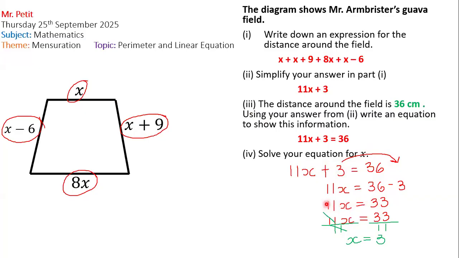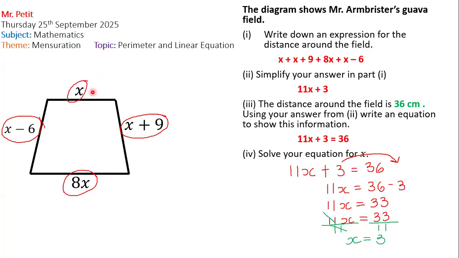We want to get rid of this 11. We just want the x on this side. So we get rid of this 11 by dividing both sides by 11. Remember, whatever you do to one side, you have to do to the other. If we divide this side by 11, to keep it balanced, we have to divide this side by 11. So 11 divided by 11 cancels, giving us 1, so it's x. And 33 divided by 11 is 3. So x is equal to 3.